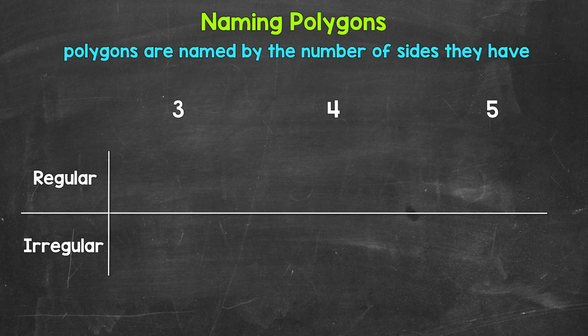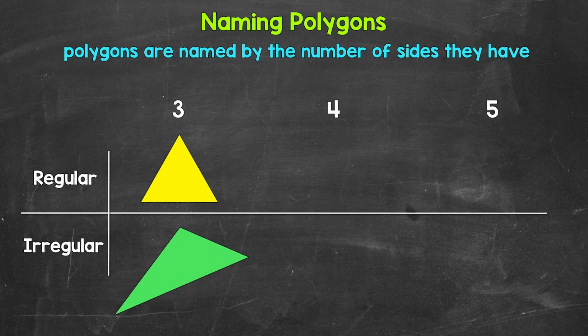Now polygons are named by the number of sides they have. And in this video, we will cover the names of polygons from 3 sides to 8 sides. And I think you'll be familiar with some of these names already, especially the first one here, which we will jump into right now. So let's start with what we call a polygon that has 3 sides. And here are 2 examples.